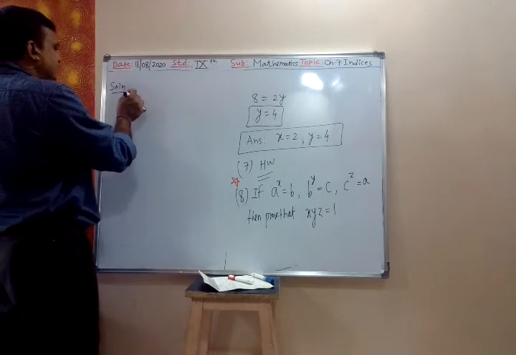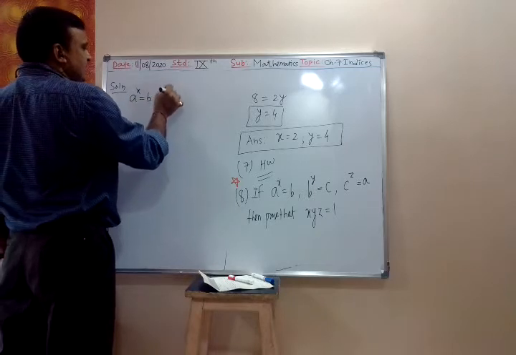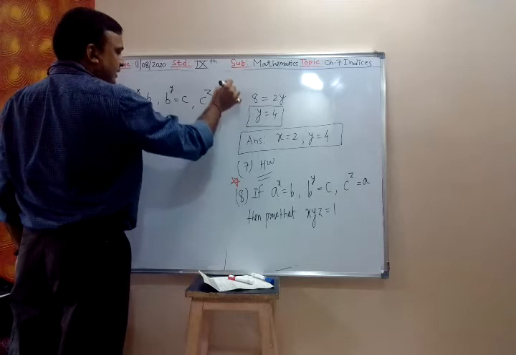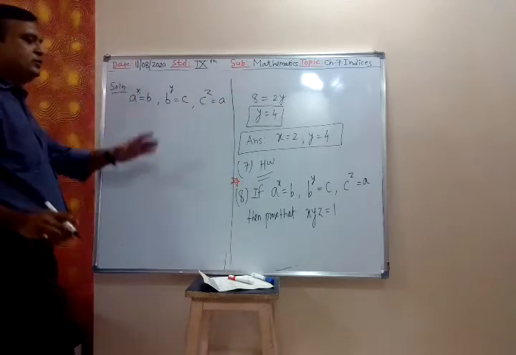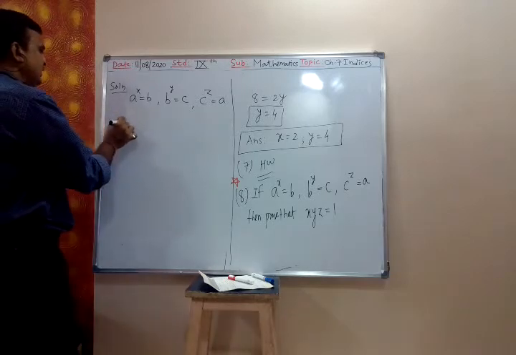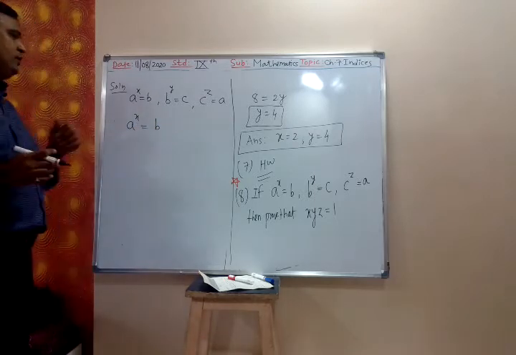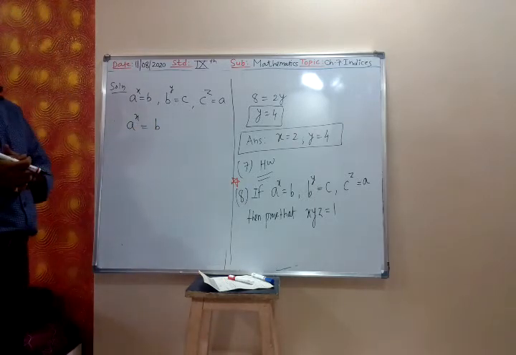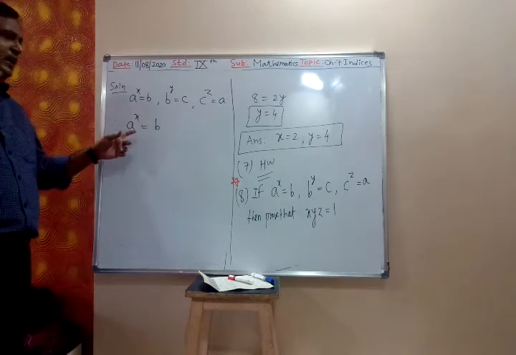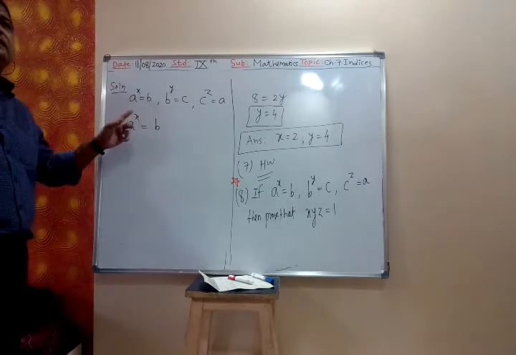A raised to x is b. We are given a raised to x is b, b raised to y is c, and c raised to power z is a. Show that xyz is 1. We do it by the law of indices. Let us consider a raised to x is b. Now what is the power of a? x, correct? So this power x, we make it xyz.